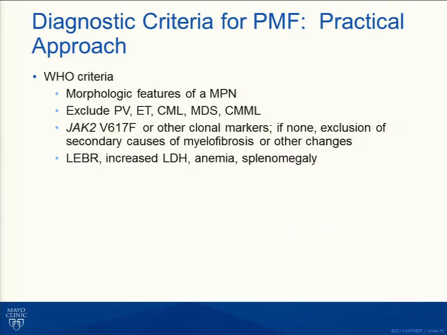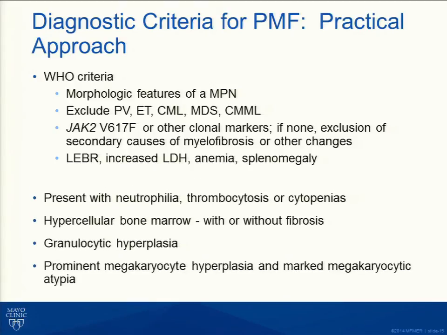For PMF, the WHO criteria include a morphologic feature of MPN, ruling out other myeloid neoplasm, and presence of a clonal marker; if not, rule out the reactive causes. There are also 4 minor criteria, and you need at least 2 of them. Practically, a clear-cut PMF always comes with neutrophilia, thrombocytosis, and cytopenia, most commonly anemia. The cellular phase PMF will have a hypercellular bone marrow with or without fibrosis.